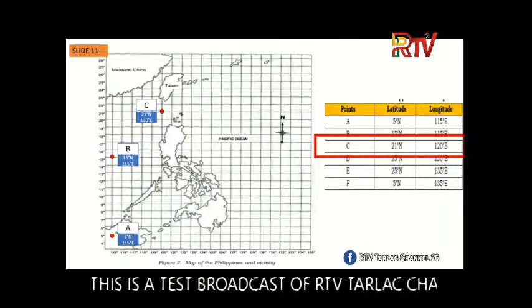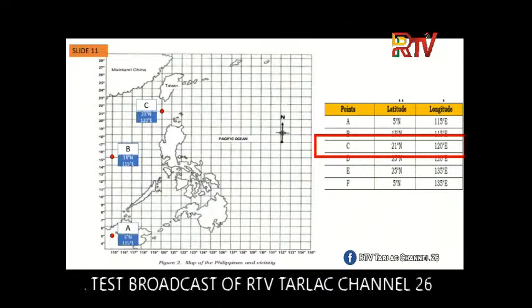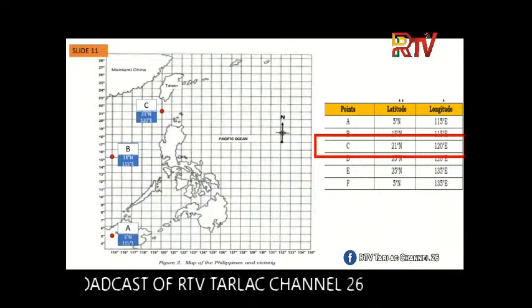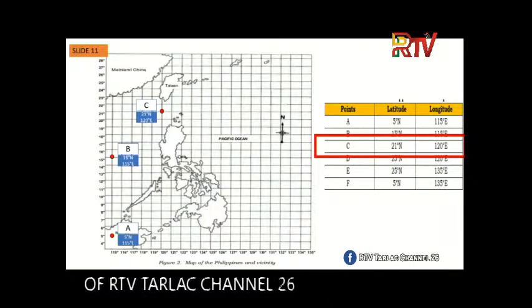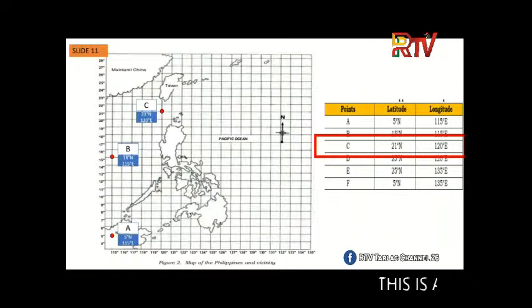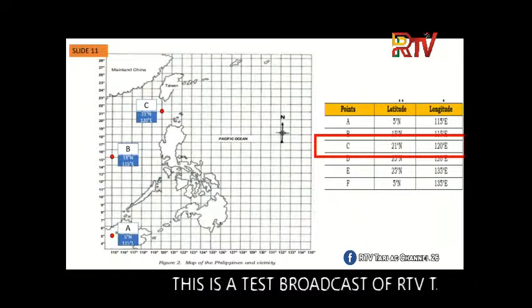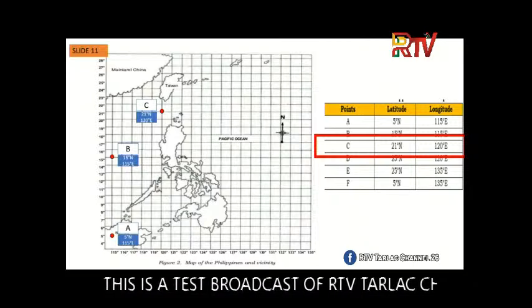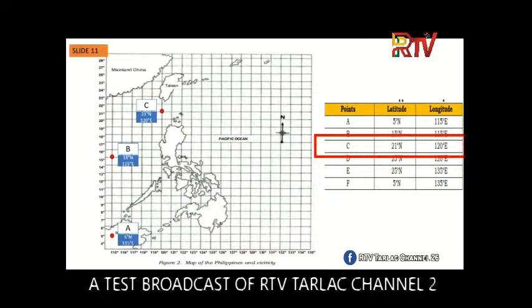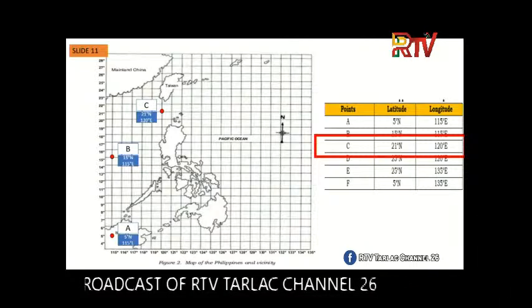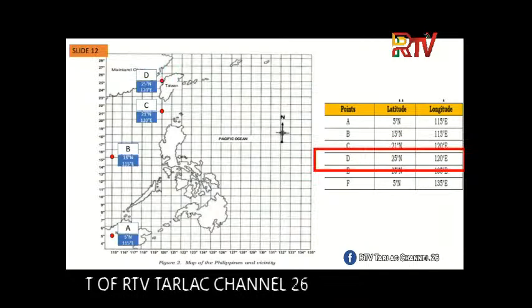Now, let us do it together for point D. You need to look for 25 degrees north and 120 degrees east respectively. Again, these are the coordinates for point D: 25 degrees north and 120 degrees east. You can do it, grade 8. Were you able to locate it? Okay, well done.